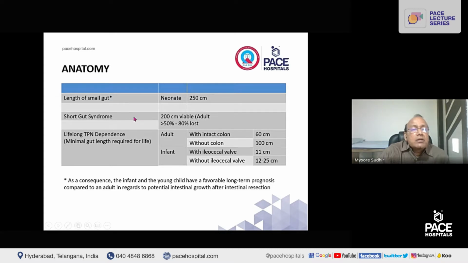And then these people are on TPN, parenteral nutrition, and the length required for normal survival of these short gut patients depends on the presence or absence of the colon. If the patient has the colon retained, then 60 centimeters of small bowel is sufficient for survival. Without a colon, we need about 100 centimeters of small intestine. With infants, it depends on the presence of the ileocecal valve, and also on the colon.